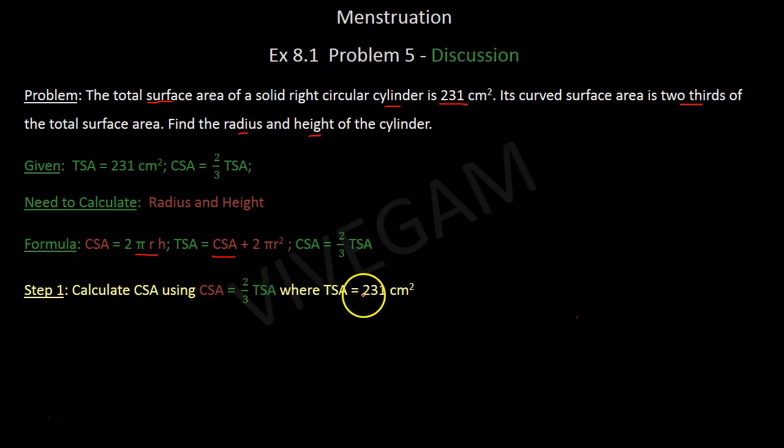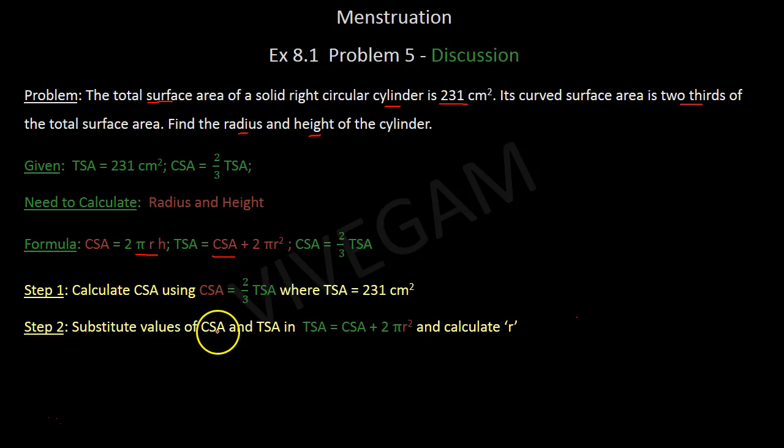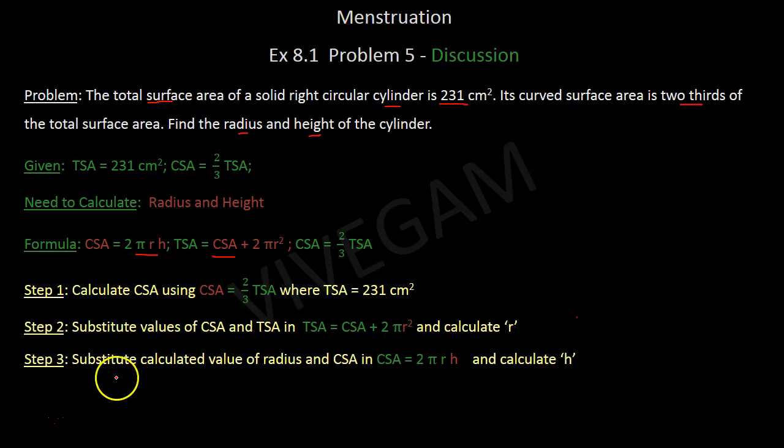Okay, so when you substitute 231, you will be able to calculate CSA by multiplying it by 2/3. Next, substitute the values of CSA, which we calculated in step 1, and TSA, which is given as 231, in the formula TSA equal to CSA plus 2 pi r square, and calculate r. Only r is the unknown variable, so we will be able to calculate the radius. Step 3: substitute the calculated value of radius from step 2 and CSA from step 1 in CSA equal to 2 pi r h and calculate height.